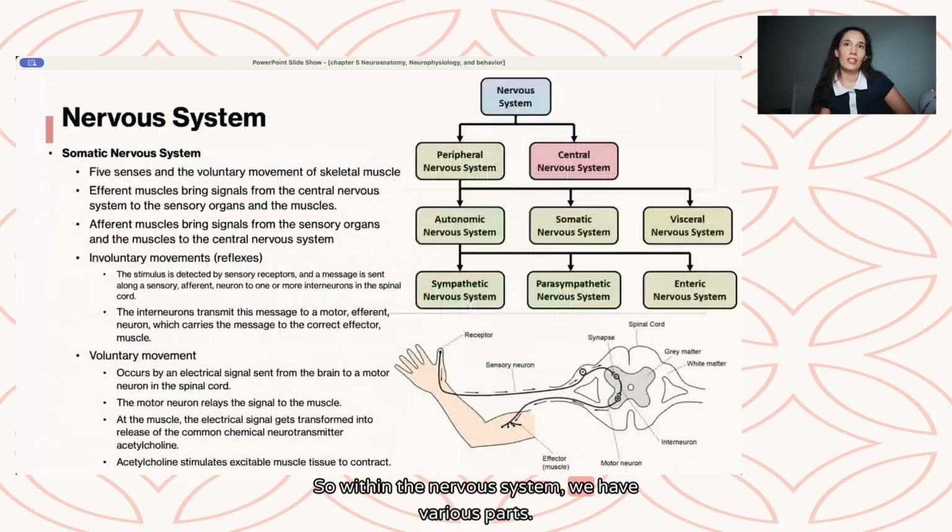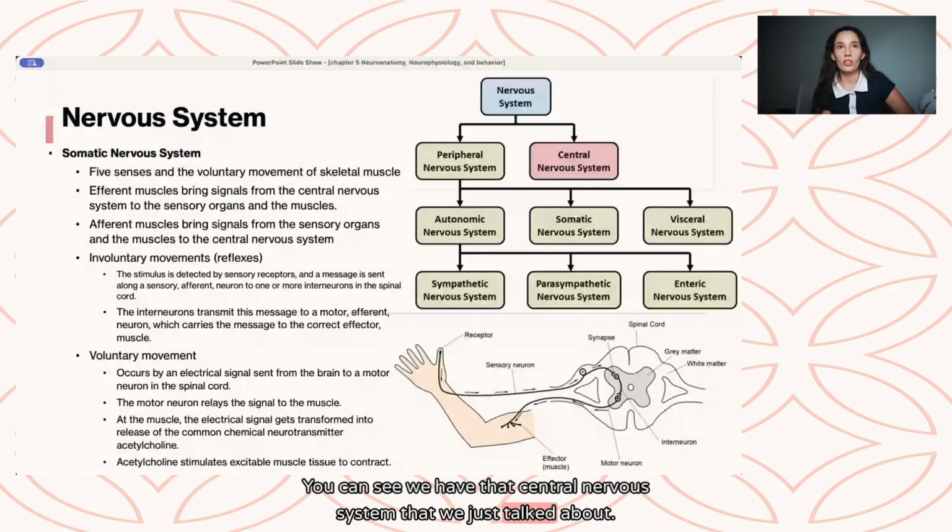So within the nervous system, we have various parts. So you can see we have that central nervous system that we just talked about. And then we have the peripheral nervous system, which we're going to talk about. Within the peripheral nervous system, we have the autonomic nervous system, the somatic nervous system, and the visceral nervous system, which we're going to talk about. And within the autonomic nervous system, we have the sympathetic, parasympathetic, and enteric nervous system.